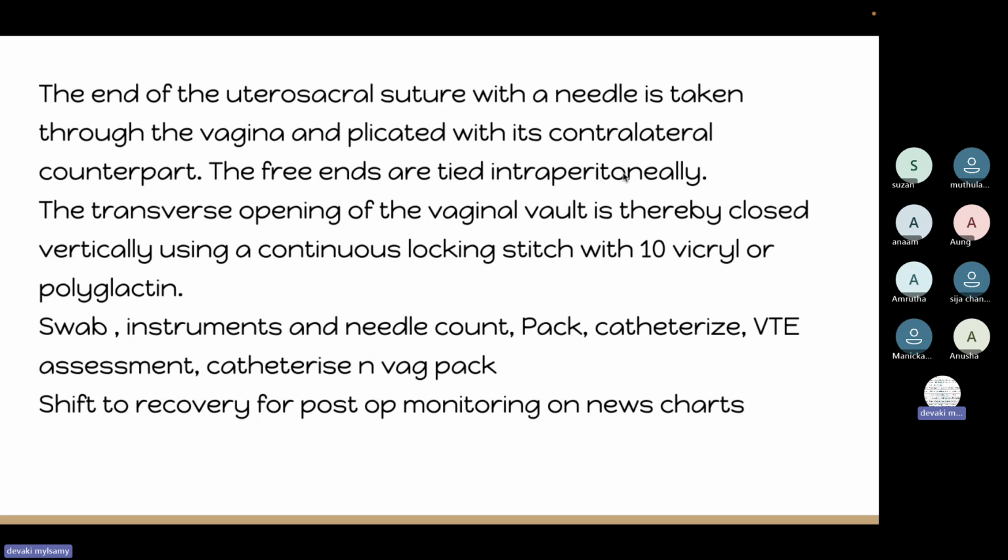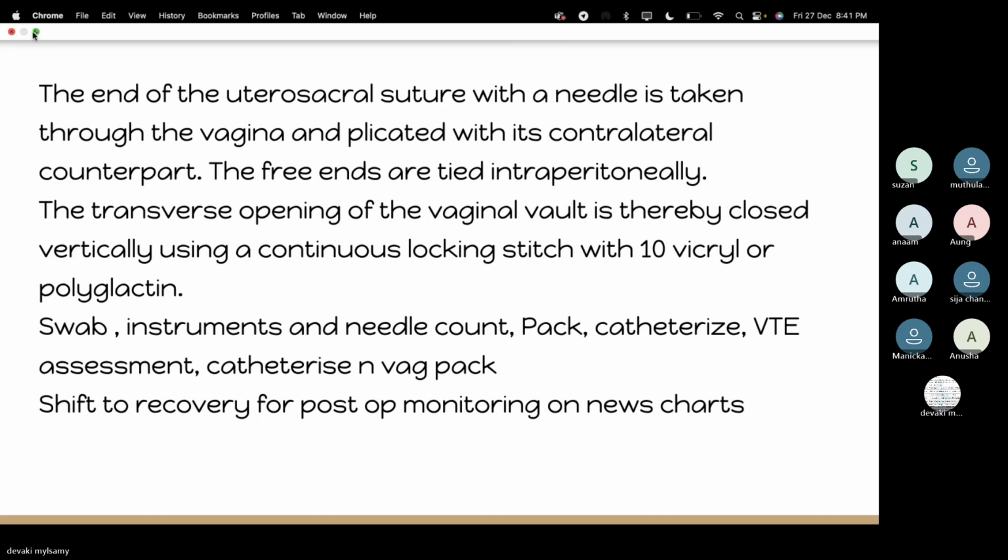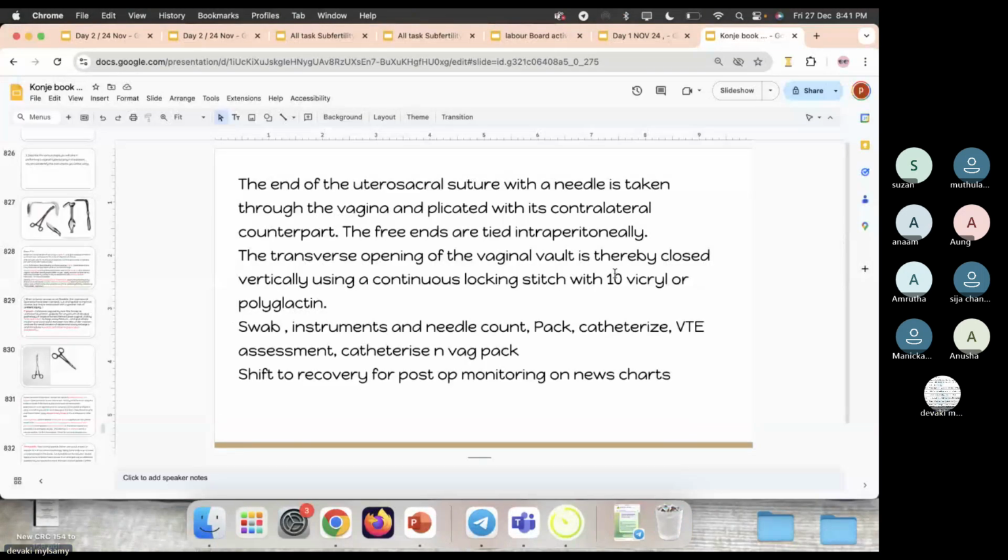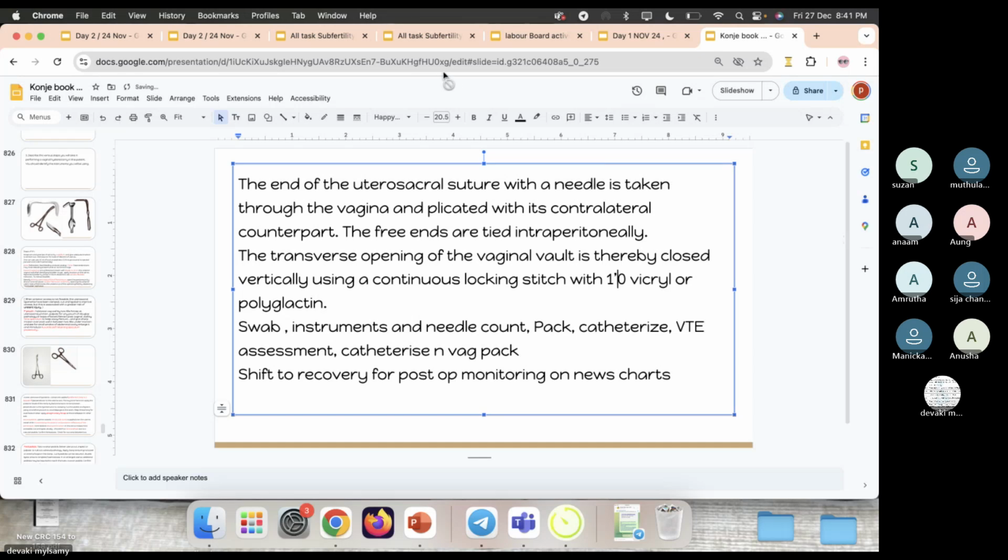So both the ends are tied intraperitoneally, and then the vault will be closed either in a transverse or vertical manner with the help of number 1 Vicryl or polyglactin in a continuous locking manner. Swab, instrument count and needle count will be taken. Vaginal packing is very important.